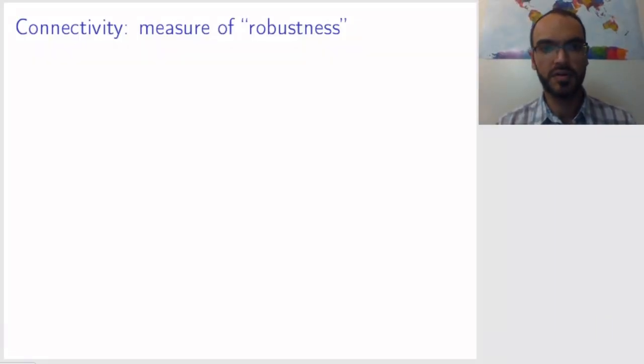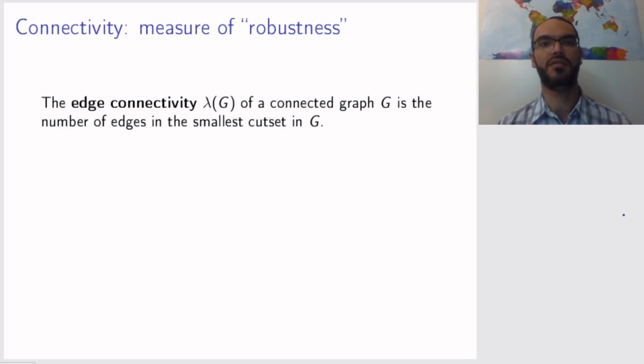So now we come to our stated aim of doing all this, namely we want to define a measure of how robust or well-connected a graph is. So we define the edge connectivity of a connected graph to be the number of edges in the smallest cut set possible. In other words, this is the smallest number of edges you will have to remove to destroy the connectedness of the graph and make it disconnected.